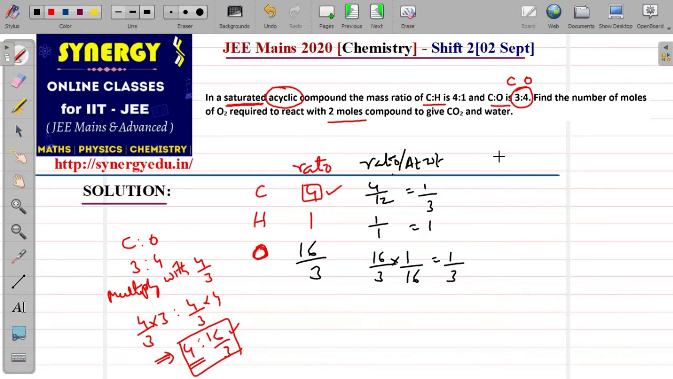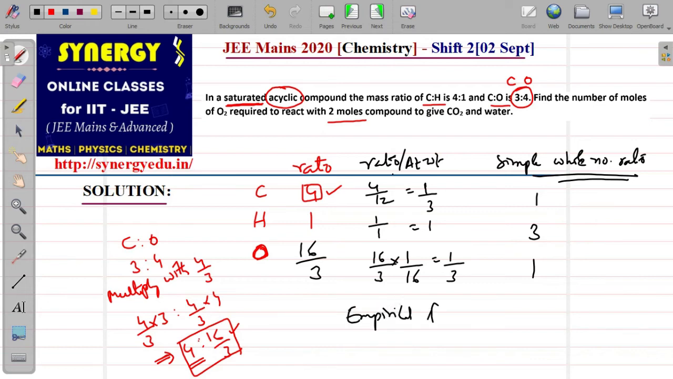If you take the simple whole number ratio, here 1/3, 1, 1/3, if you multiply with 3, then the ratio becomes the simple whole number ratio 1, 3, 1. So the empirical formula will be C1H3O1. This is the empirical formula.